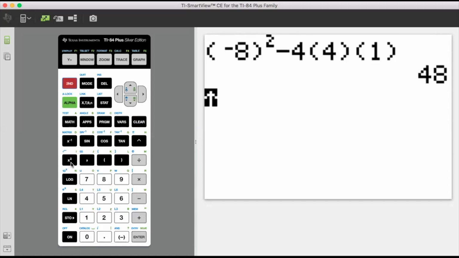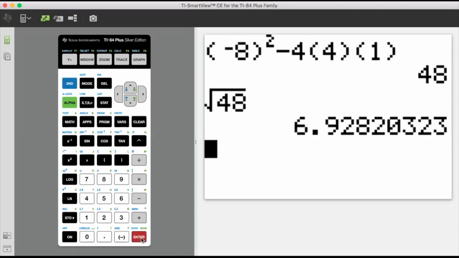So if you take the square root of 48, you'll notice it's going to be a decimal. And what that means, if you're asked in the directions to give it in simplest form, is you should now be looking to simplify the square root of 48.